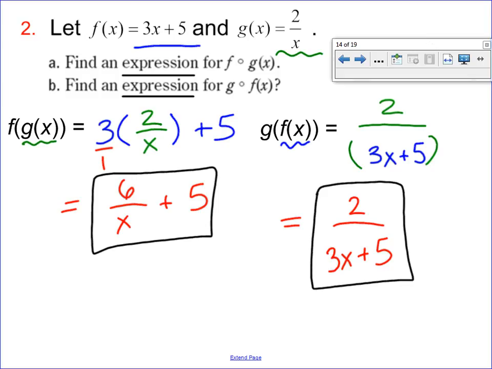Did I get the same function when I did g of f of x as when I did f of g of x? No. So does order matter when I'm performing a composition? Right? Does order matter? Brady? Yes. Yeah, absolutely. Order matters when I perform a composition with functions.